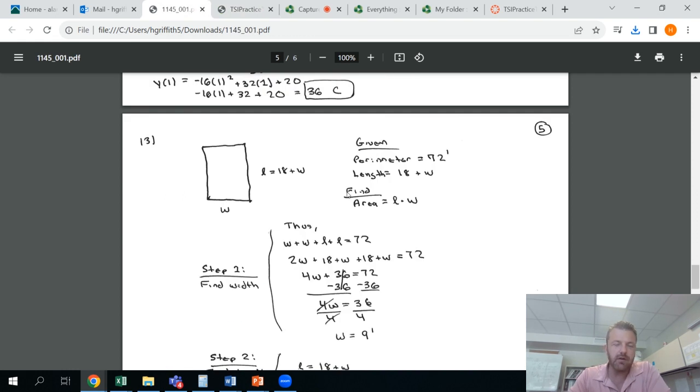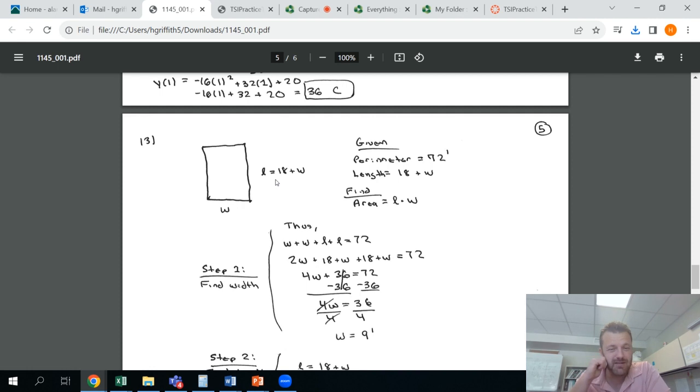This is one you definitely want to draw a picture of. You have a rectangle. You don't know its width. You don't know its length either, but you know its length is 18 feet more than its width. What we're given is that the perimeter is 72 feet, and that the length is 18 feet longer than the width, and we want to find the area. Remember, the area is the length times the width.